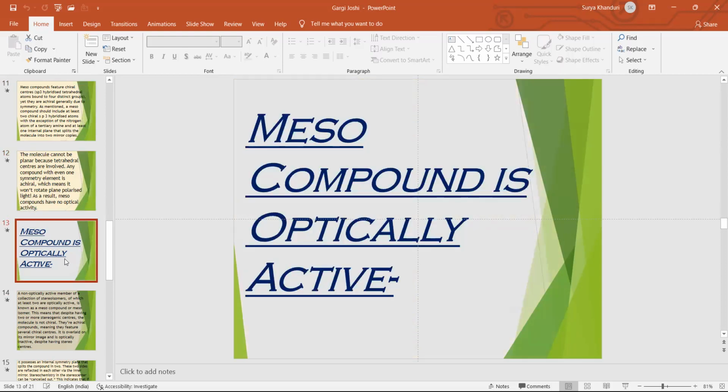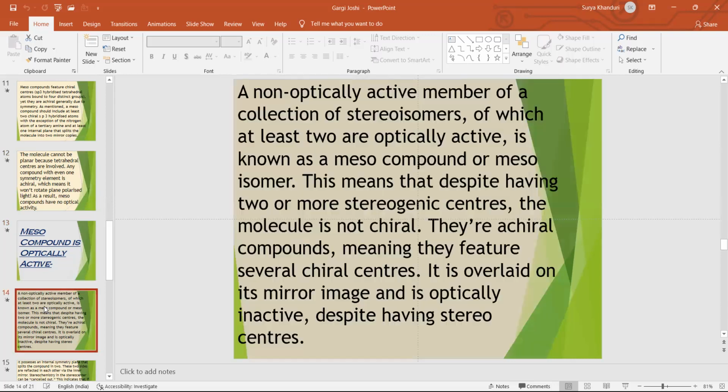Is a meso compound optically active? Let's see about it. A non-optically active member of a collection of stereoisomers of which at least two are optically active is known as a meso compound or meso isomer. This means that despite having two or more stereogenic centers, the molecule is not chiral.